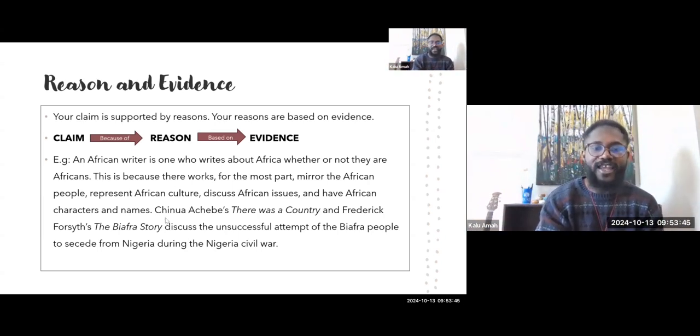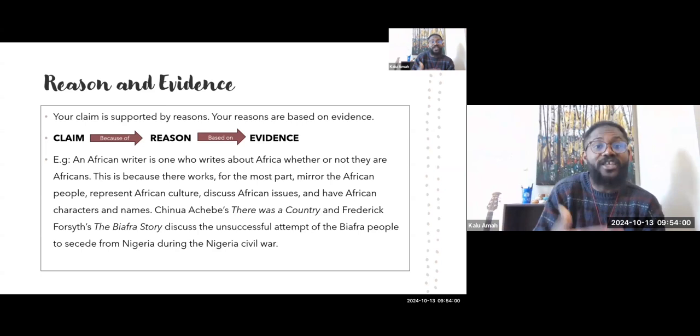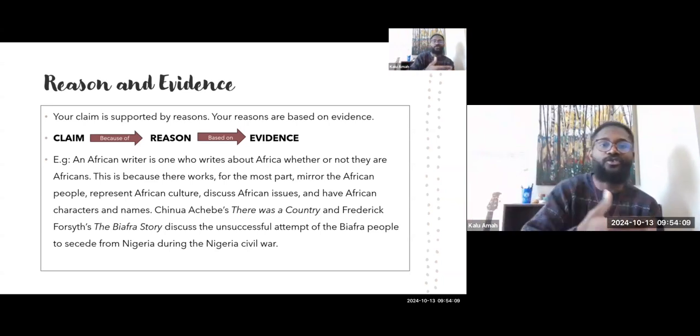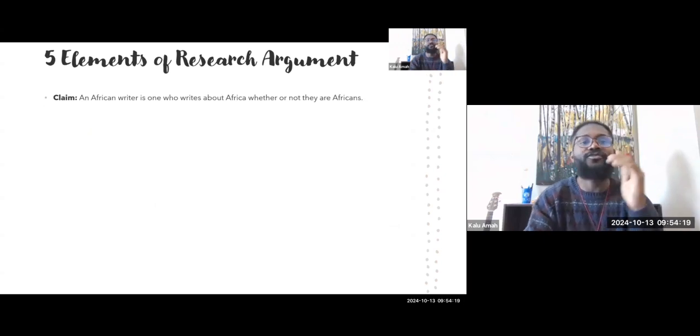In this context, you see that I have these two books as my primary sources, right? Chinua Achebe's There Was a Country is his only memoir, which is his last work. So it's a primary source. Frederick Forsyth's The Biafra Story is also a primary source, right? So you see where I brought in primary sources, but you can also bring in a secondary source at this point. Like I told you, there is no rule on the type of source that follows when you want to bring in your evidence or back up your reason with evidence. Anything can work.